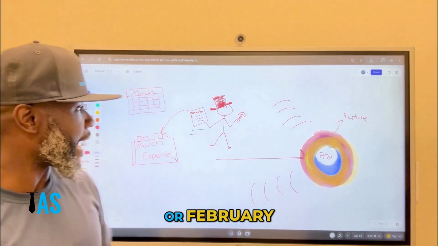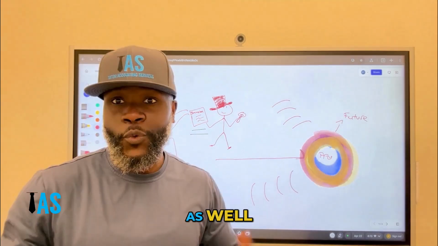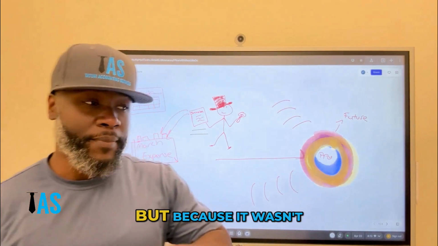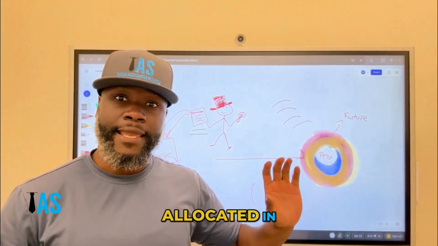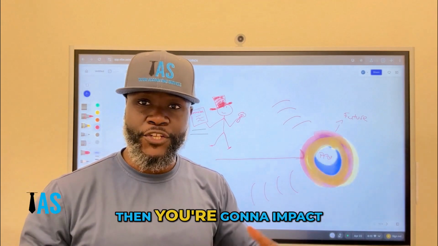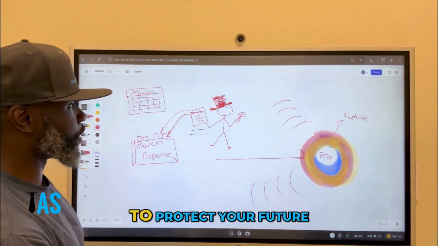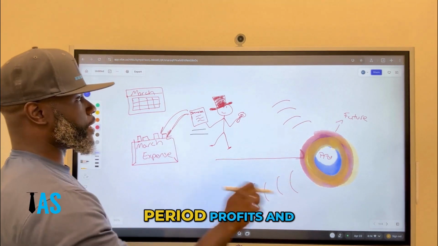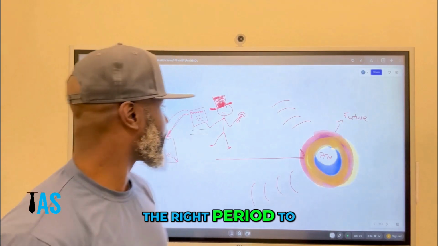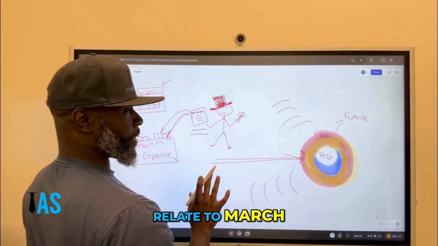I would also tell you that if it's an invoice that, say, maybe it's late and it's for January or February, you have no choice but to file that into your bucket as well, which, as you can imagine, is impacting your current period profits. But because it wasn't allocated in the months before, hopefully you had an accrual on the books, but if not, then you're going to impact your current period profit. And that will serve as a reminder to protect your future period profits and make sure that your expenses are hitting the right period.